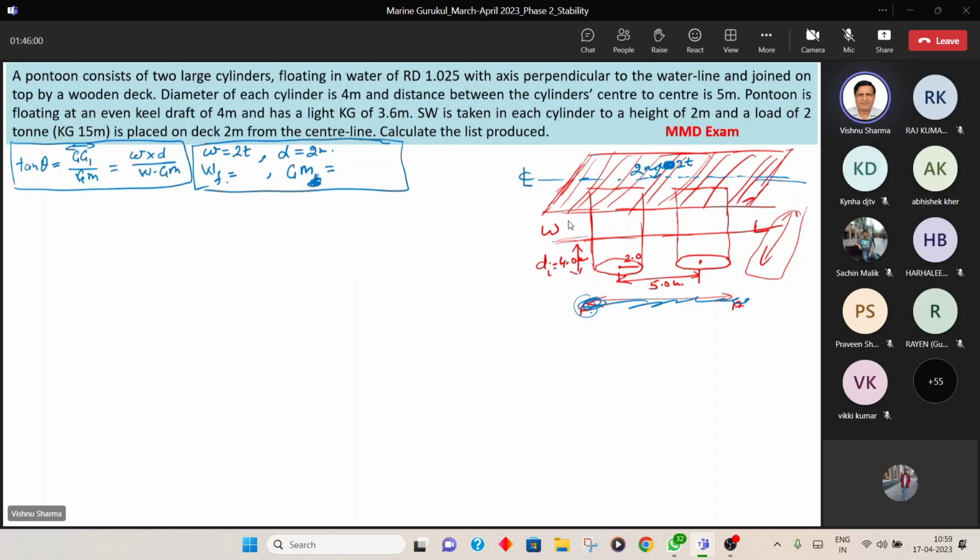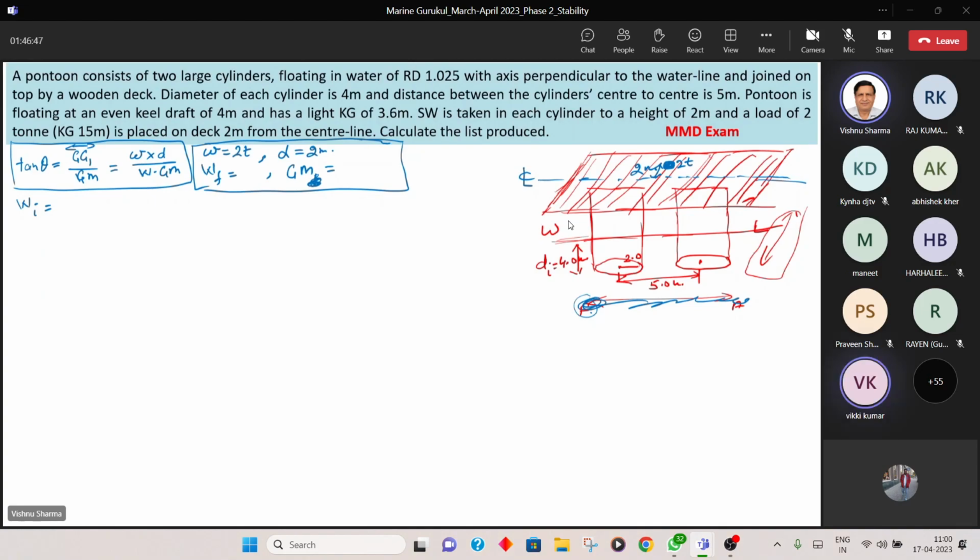This is how you figure out what all you need to calculate. Now, displacement will be what? Initial, the light displacement of the ship. In the light displacement, the vessel is floating at a draft of 4 meters, even keel condition. Guys, would you like to help me in figuring out how I get initial displacement? Volume of cylinder into density. Volume of one cylinder plus the volume of the second, so volume of 2 cylinders into density. Yeah, the underwater volume, not the full volume, multiplied by the density of the sea water. Correct, guys? Correct, sir. And what will be the underwater volume of the cylinder?